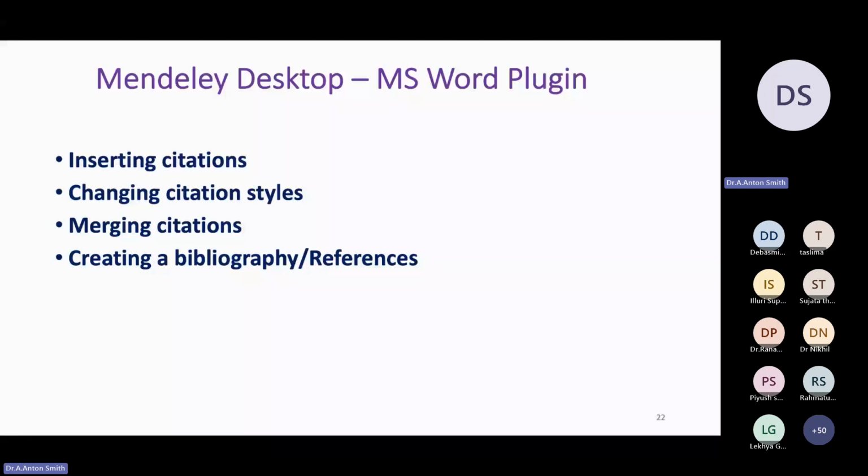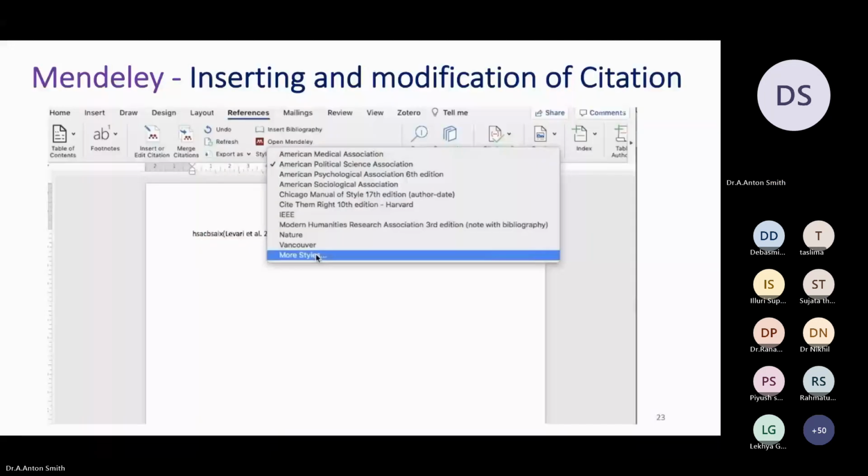Okay. So the first one is inserting and modifying a citation. In the Word document, you can find the insert or edit citations option. The manual tab will be at the top right of the Word document; if you click it, it comes over here. There are tools available. In the case of references, APA style, AMA style, whatever style you want, you can select it. If you want to select more styles, click More styles, and a number of styles are available.